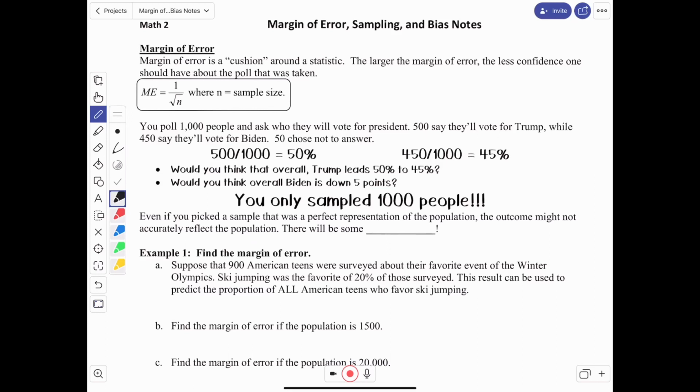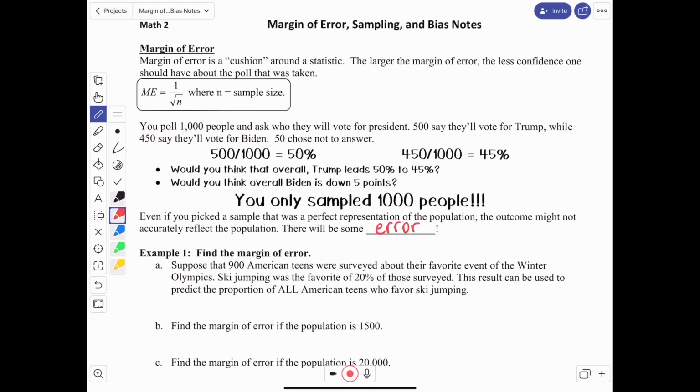So 500 out of 1,000 is 50%, obviously. 450 out of 1,000 is 45%. So would you think that overall Trump leads 50% to 45%? Or would you think that overall Biden is down 5 points? Well, you only sampled 1,000 people. Even if you picked a sample that was a perfect representation of the population, the outcome might not accurately reflect the population. There will be some error.